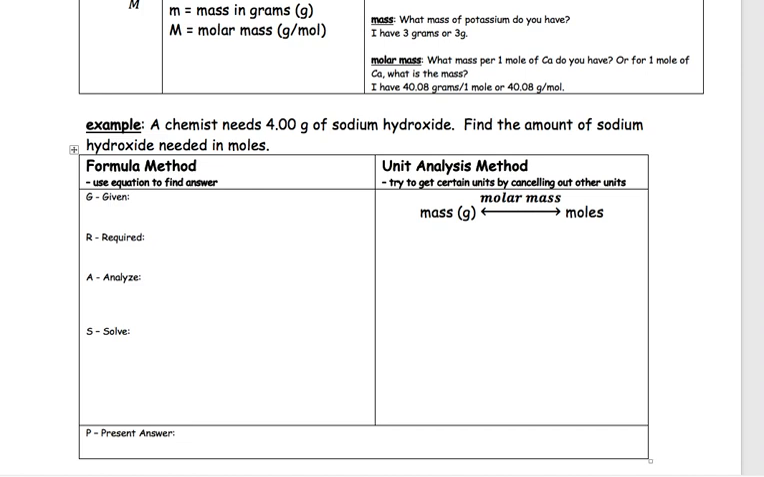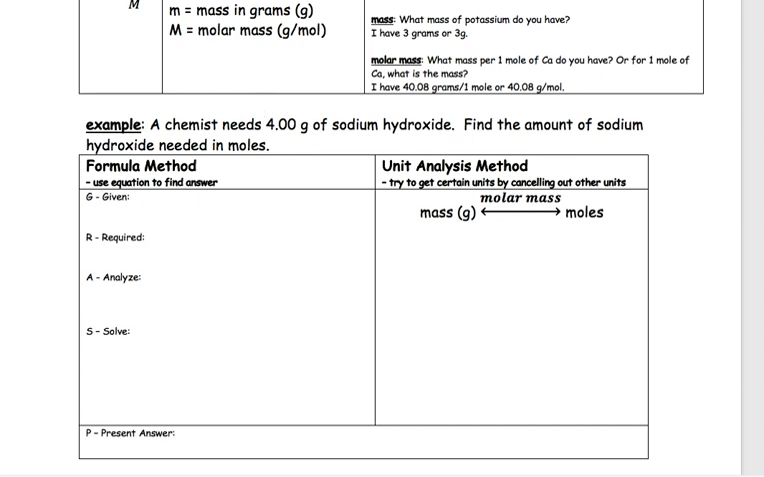Okay, so let's start off with the first one here. Given. So what information is given in this word problem? Okay, so we know that there's 4 grams of sodium hydroxide. So if it's grams, what letter?